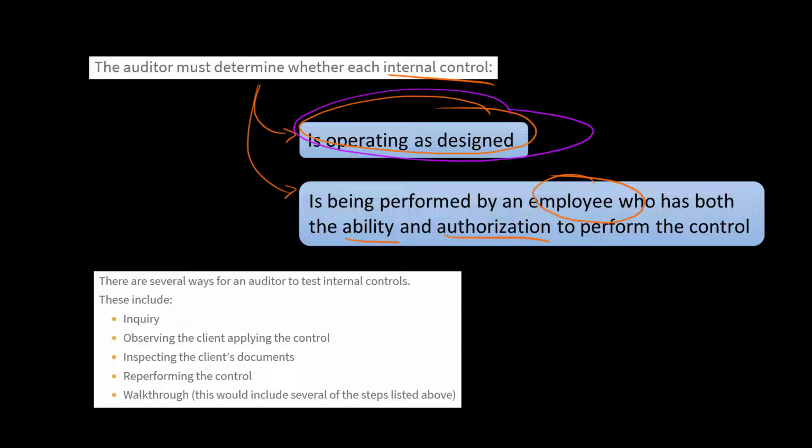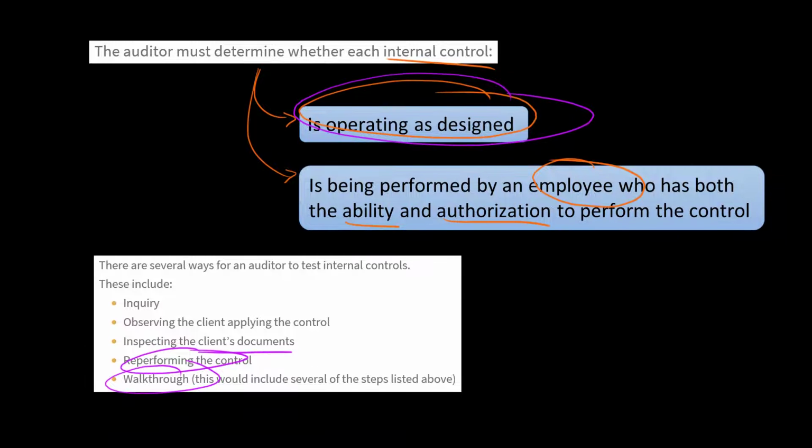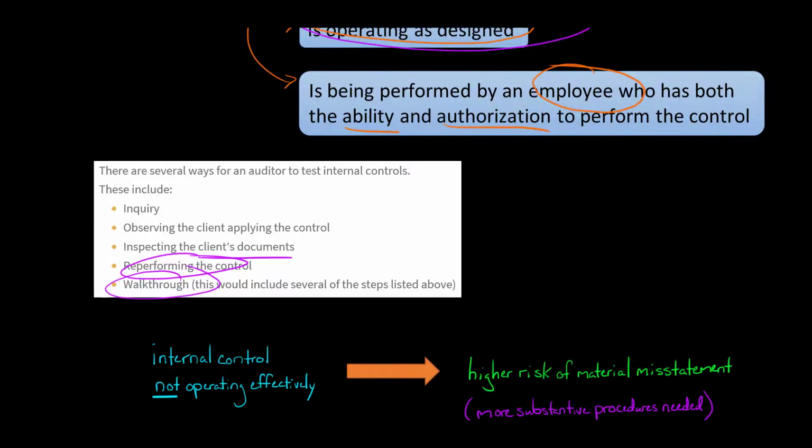They can inspect client documents, see if reconciliations had been performed. The auditor could reperform the control themselves. They could also do a walkthrough that's going to include multiple steps. Okay, so there's a number of different things that they can do.